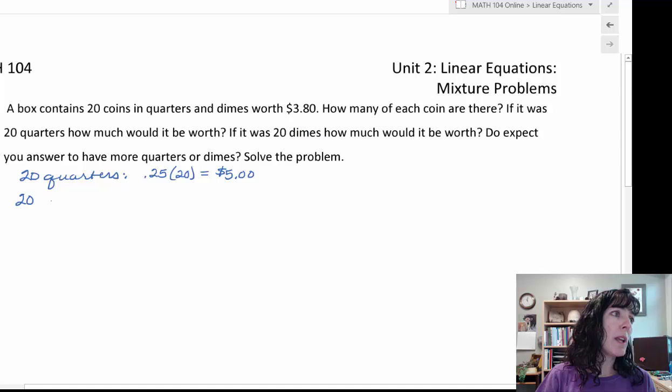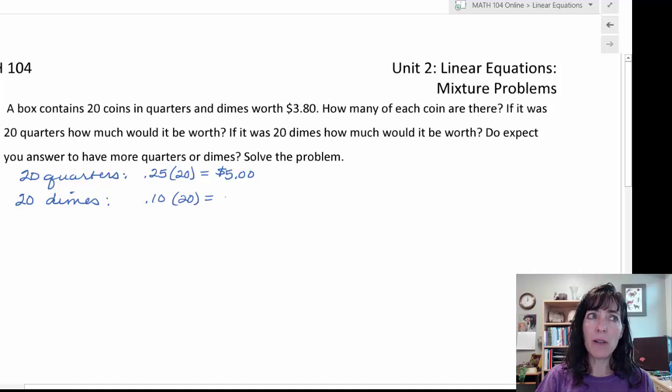So if we had 20 dimes, that would be 10 cents each times 20, and that would give us $2. So if I had all dimes, then the total value would be $2. We're above that. So we have part quarters, part dimes. It's not all one or the other. So do you think we'll have more dimes or more quarters?